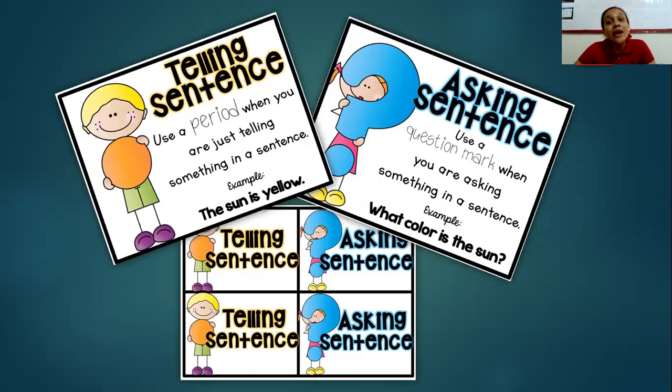But what happens when you are asking something? Well, we have asking sentences. Use a question mark when you are asking something in a sentence. Example, what color is the sun? Very interesting, right? Look, it begins with a capital letter and ends with a question mark. And the telling sentence is the answer. Look, the sun is yellow. It begins with capital letter T and ends with a period. So this is the difference, and this is easy to identify.